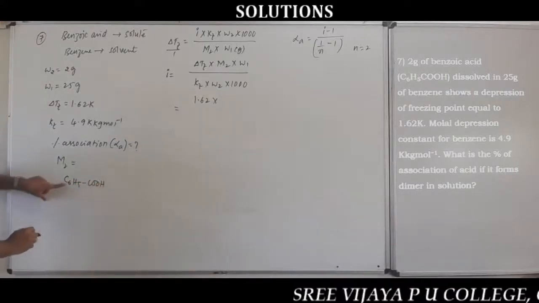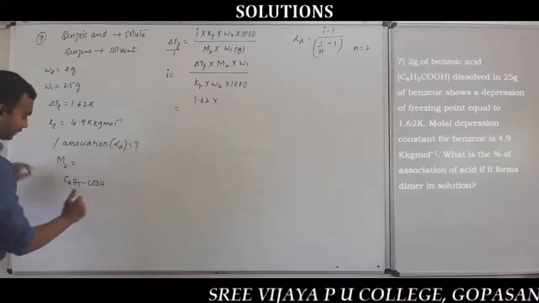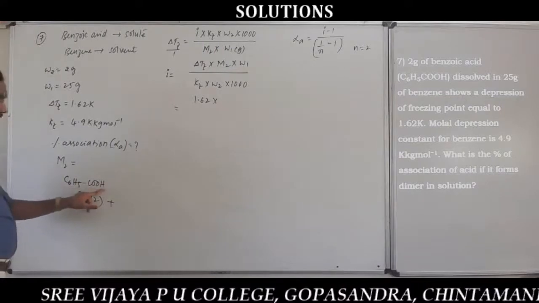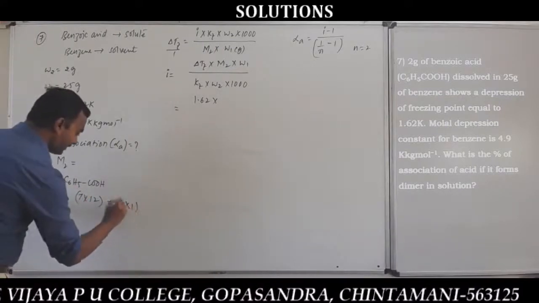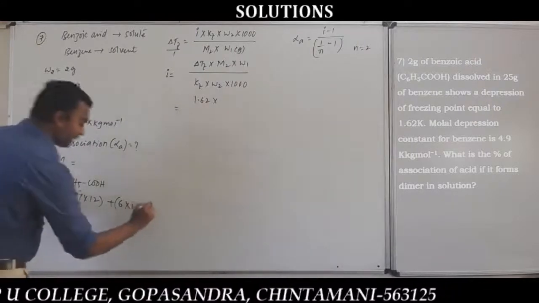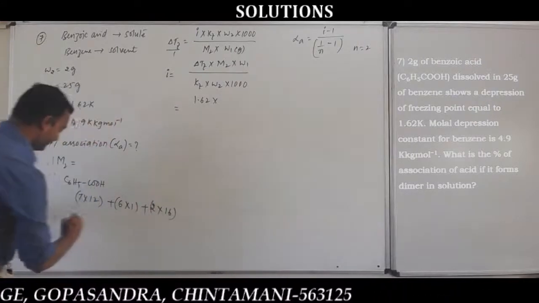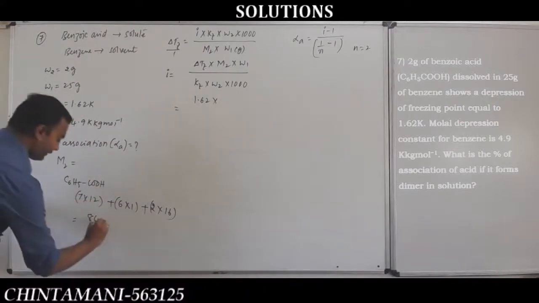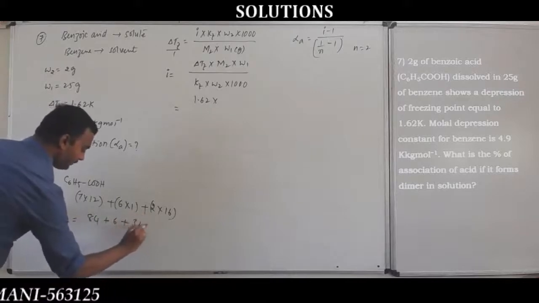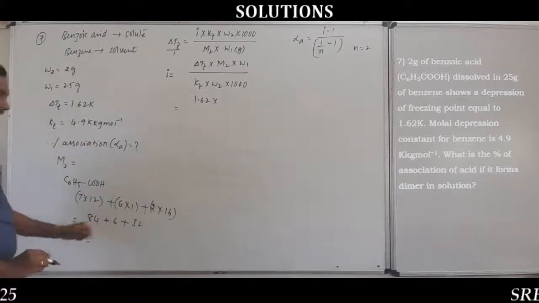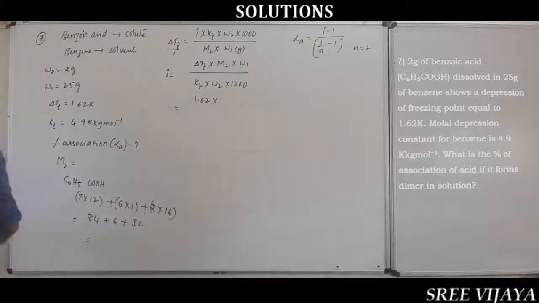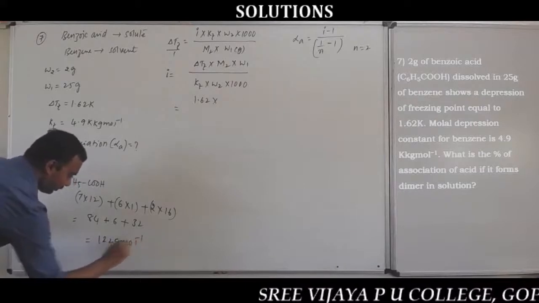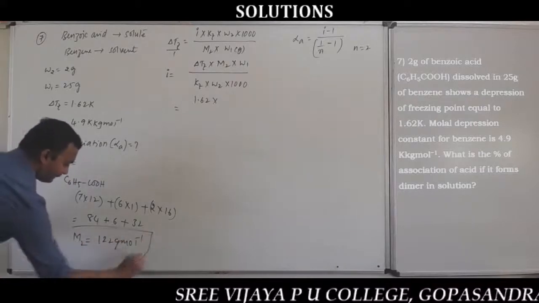C6H5COOH. Calculate: carbon, 6 here plus 1, total 7 carbon, 7 into atomic mass 12. Plus hydrogen 5 here, plus 1, so 6 into atomic mass of hydrogen, 1. Next, oxygen, 2 here, atomic mass of oxygen is 16. That is 84 plus 6 plus 32. 84 plus 6 is 90, 90 plus 32, that is 122 gram per mole. 122 gram per mole, that is the molar mass of the solute.